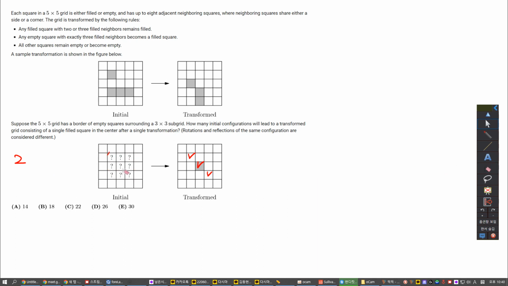And let's think of the case when the center is empty and after transformation it should be filled. So in the case of an empty square, it should have 3 filled neighbors. So we need to make three filled squares around this empty square. So one configuration is, let's fill these three corners and see if that works.